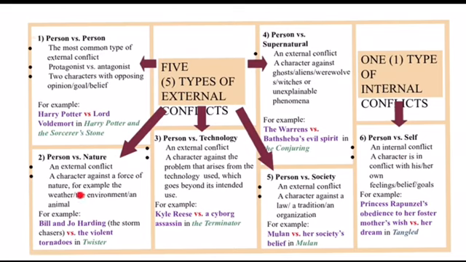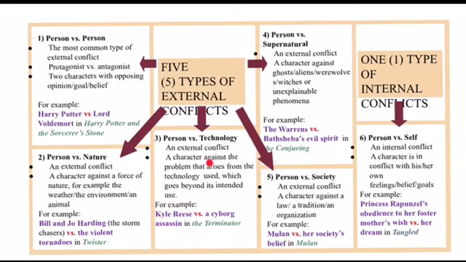For example, in a movie entitled Twister, we can see that the 2 protagonists, Bill and Joe Harding, the storm chasers, have a conflict in facing the violent tornadoes. So this is a very good example of person versus nature conflict.